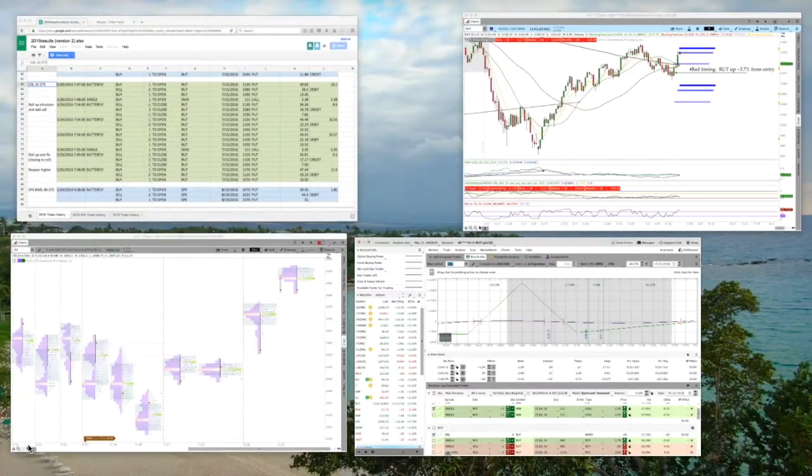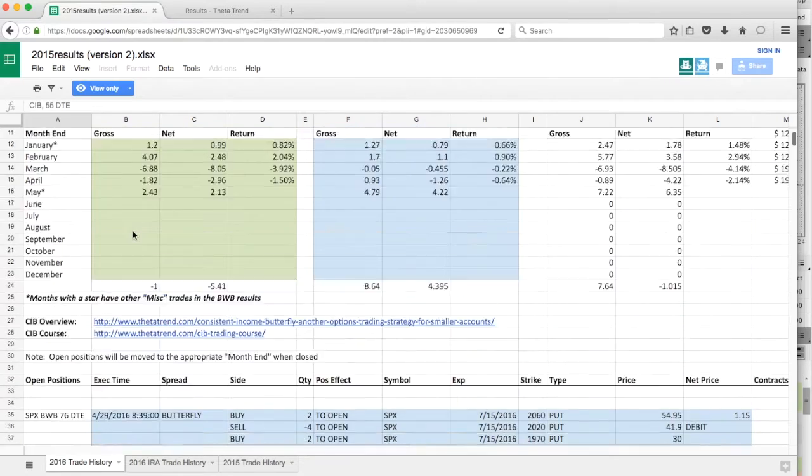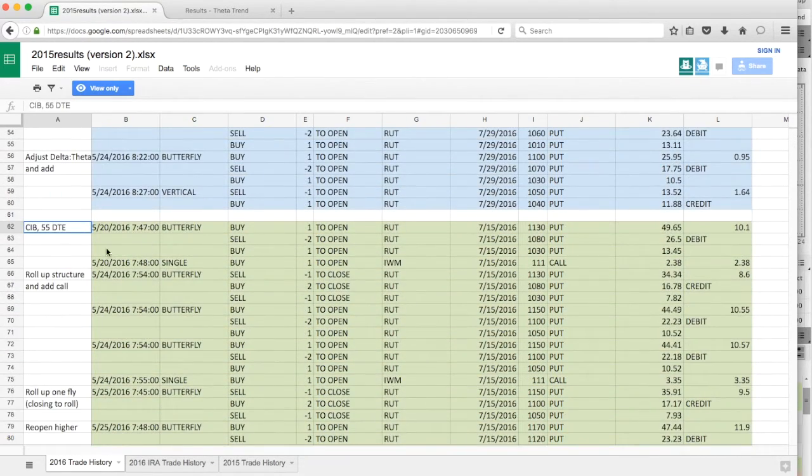For those of you who want to go through the order specifics, this is the result spreadsheet. On the spreadsheet, you can see here the list of trades, or the trade sequence. You can see CIB, 55 days to expiration. This is the top of the spreadsheet, and we're down here into the open positions.